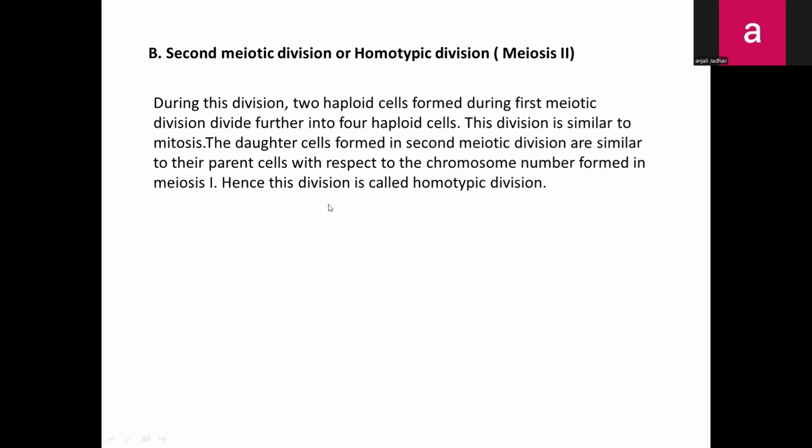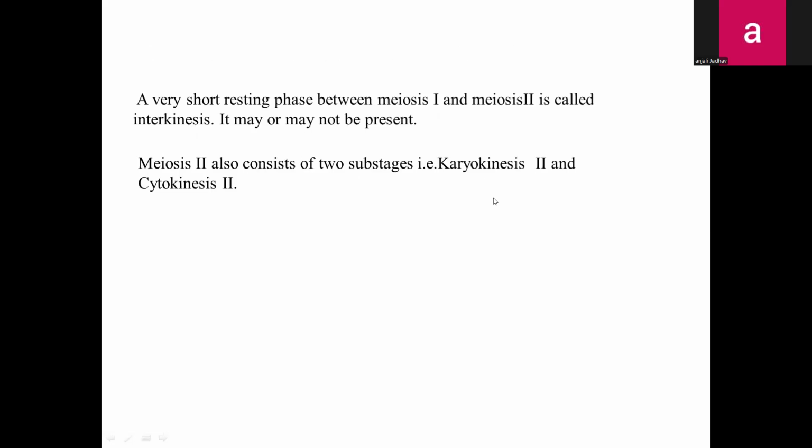Second meiotic division or homotypic division. During this division, two haploid cells formed during first meiotic division divide further into four haploid cells. This division is similar to mitosis. The daughter cells formed in second meiotic division are similar to their parent cells with respect to the chromosome number formed in meiosis 1. Hence, this division is called homotypic division. Meiosis 2 consists of two substages, karyokinesis 2 and cytokinesis 2.